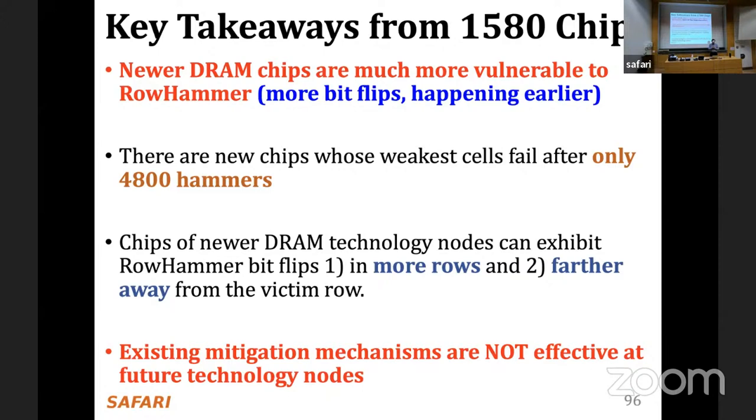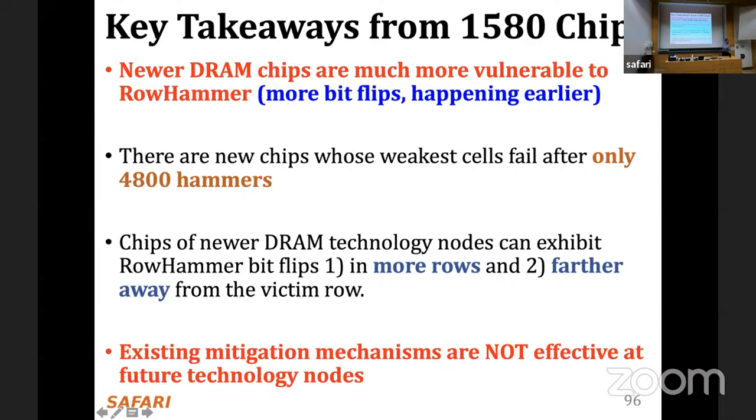Okay, and then we also showed that basically the problem is getting worse in general. It's affecting more rows, not just the physically adjacent rows. And yeah, it's affecting more rows far away from the victim row. And the last takeaway in red over here: existing mitigation mechanisms are not effective if this keeps going on.